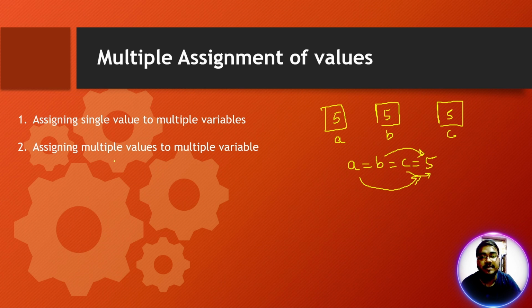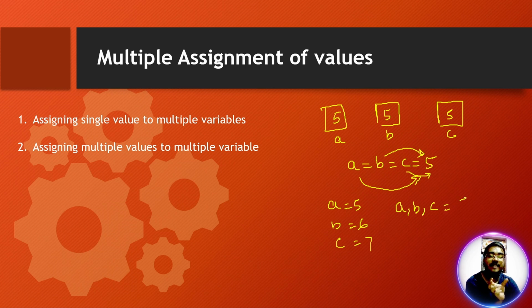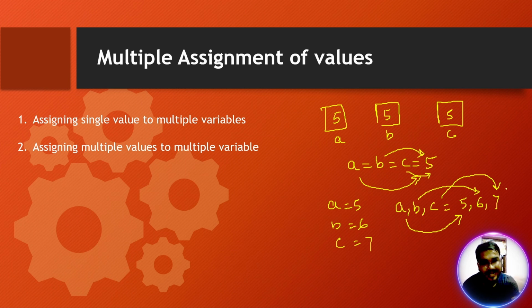But assigning multiple values to multiple variables, how can we do that? One thing we can do is A equal to 5, B equal to 6 and C equal to 7. Or in a single line, we can declare A comma B comma C equal to 5 comma 6 comma 7. That means A corresponds to 5, B corresponds to 6 and C corresponds to 7. If you want to assign variables in one line, you can do it. Just maintain the order in which you have written them. Don't forget the order.